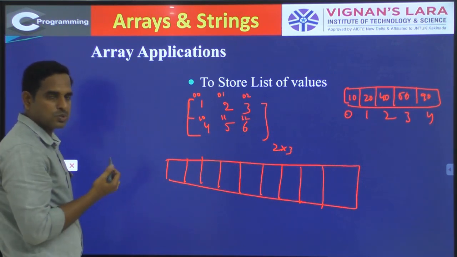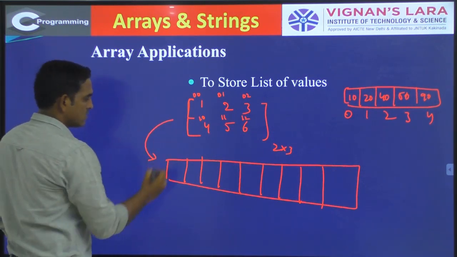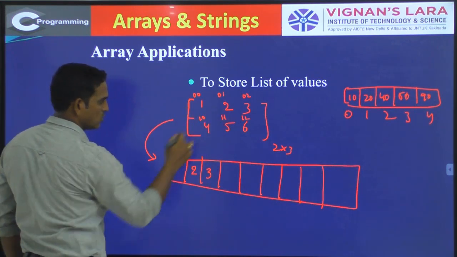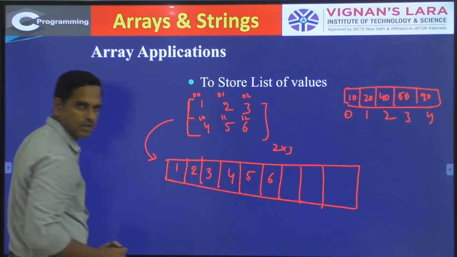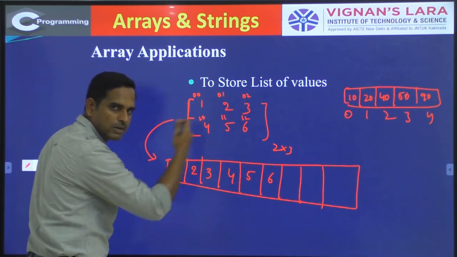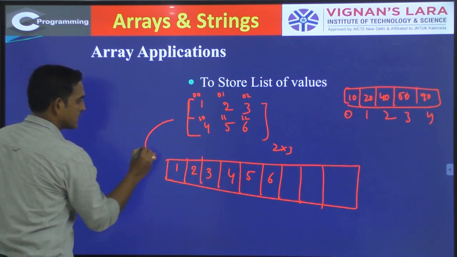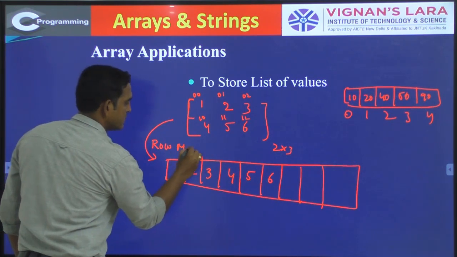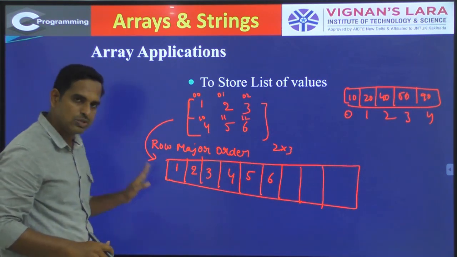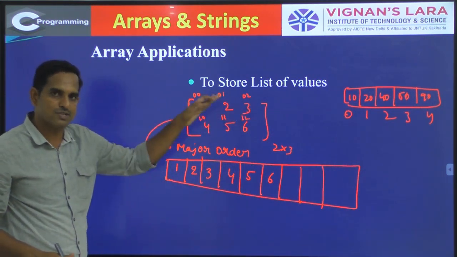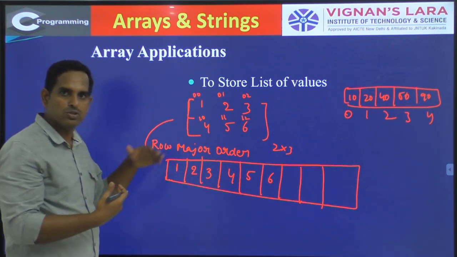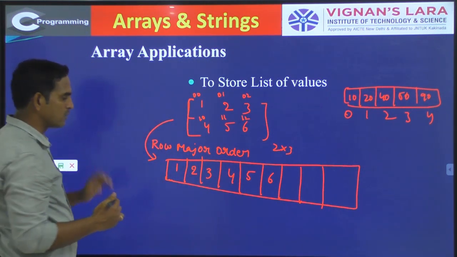They can be stored in two different ways. The first row values will be stored like this: 1, 2, 3, 4, 5, 6. So they will be stored in the memory locations in this manner, first row elements, after that second row elements. This is called row major order. Many systems and the C language use this row major order, where you take the first row elements and store them in memory, then the second row elements. Like that you can store all the elements present in the matrix or two-dimensional array.